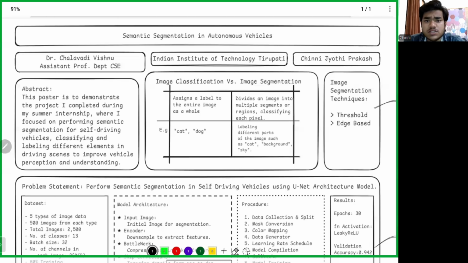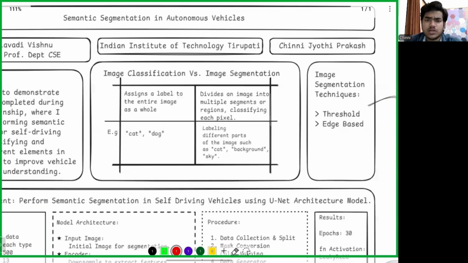So the main focus of our project is to perform semantic segmentation in self-driving vehicles, classifying and labeling different elements in the driving scenes to provide a better understanding of the surroundings for the self-driving vehicle. To understand our project in a better way, let us dive into some of the basics of this project, which are understanding image classification and image segmentation.